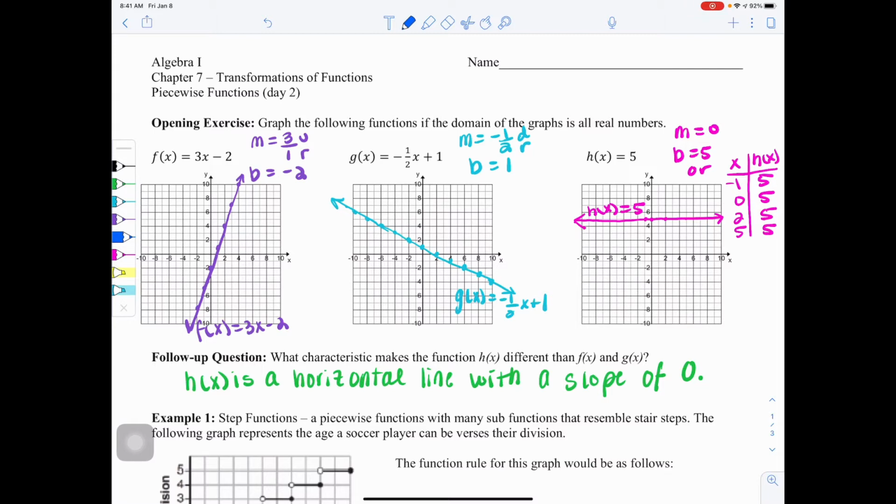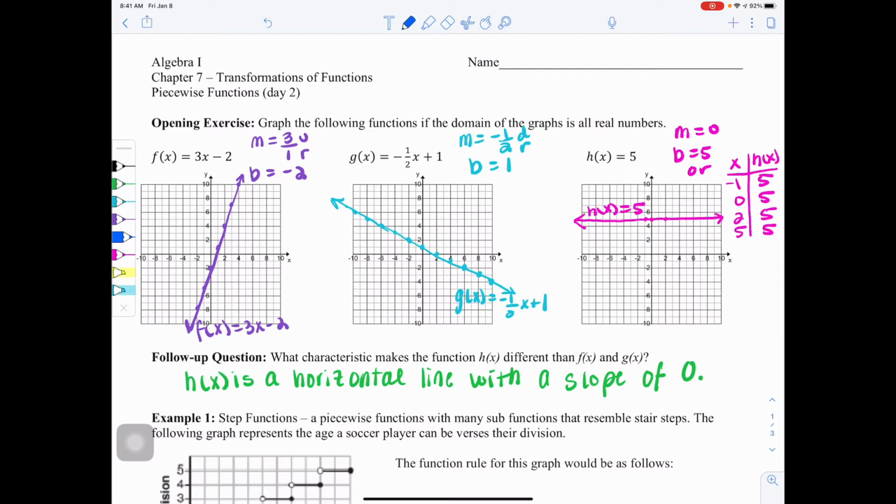So for the follow-up question, what characteristic makes the function h of x different than f of x and g of x? H of x is a horizontal line with a slope of 0. So it's the only one that is not slanted in any way, has a slope of 0, therefore creates a horizontal line.